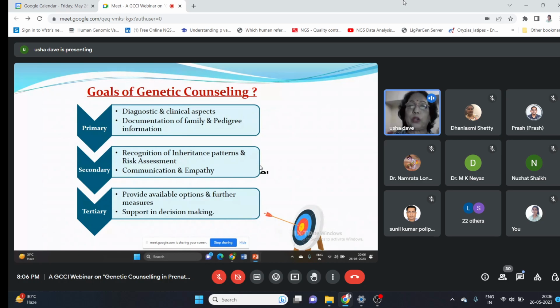So the primary goals of genetic counseling are the diagnostic clinical aspects, and the counselor does genetic evaluation by which documentation of family and pedigree information is taken, recognition of inheritance patterns, and risk assessment is done by the genetic counselor who has communication skills and empathy. The counselor also provides the possible other options and further measures and helps in deciding.